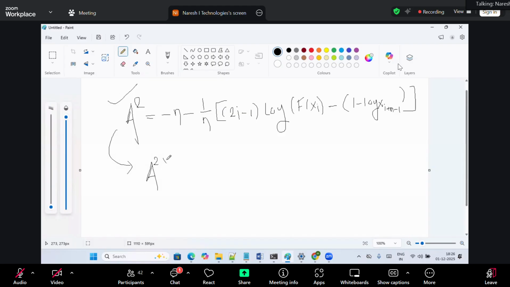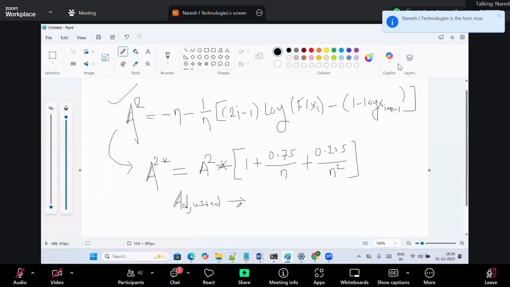I am writing here A2 star, which is nothing but the adjusted value of A square, is nothing but A square into 1 plus 0.75 divided by n plus 0.225 divided by n square. This is the adjusted value. This value you need to compare with the critical value. ये वैल्यू आपको कंपेयर करना है क्रिटिकल वैल्यू के साथ.